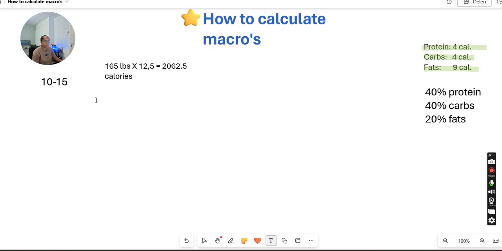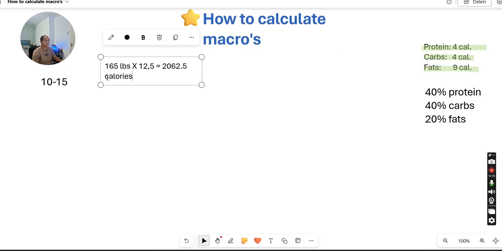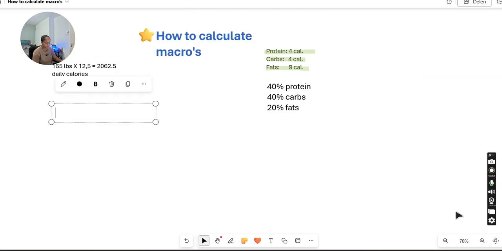So now we're going to get into the actual calculation. So this is my total daily calories, alright? I'm going to put here daily calories. We're going to keep this for 2 to 3 weeks and see what happens. Alright. To calculate how many calories are going to come from protein, we're going to multiply 2062.5 with 0.40. Alright, and that should give you, according to my calculations, 825. These are calories, right? We're not done yet.